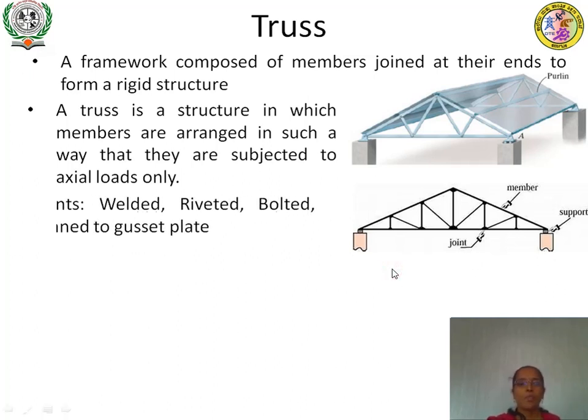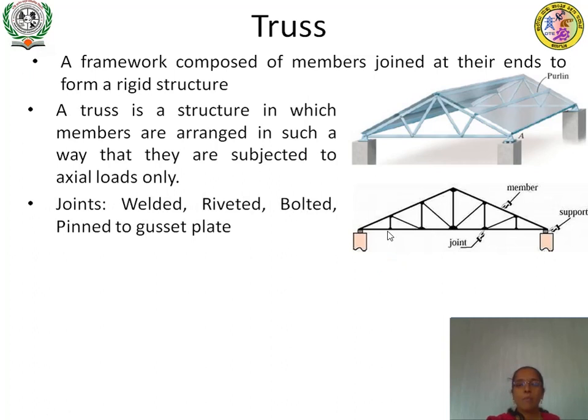The joints may be welded, riveted, bolted, or pinned to the gusset plate. The members of a truss may be either welded at the joint, or riveted, or bolted, or pinned. How are they joined? With the help of a gusset plate.